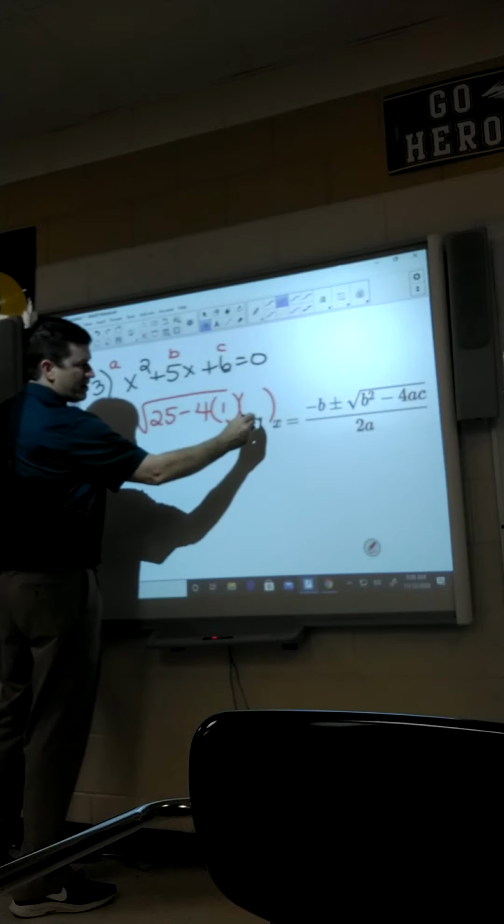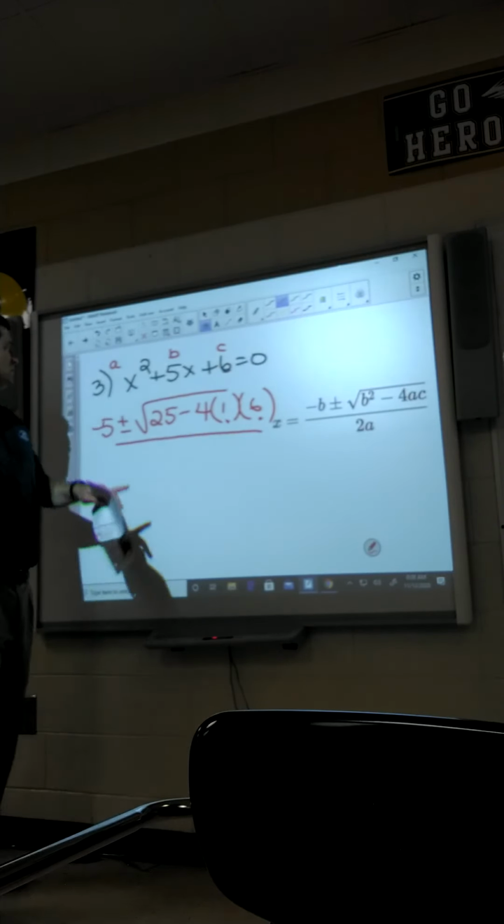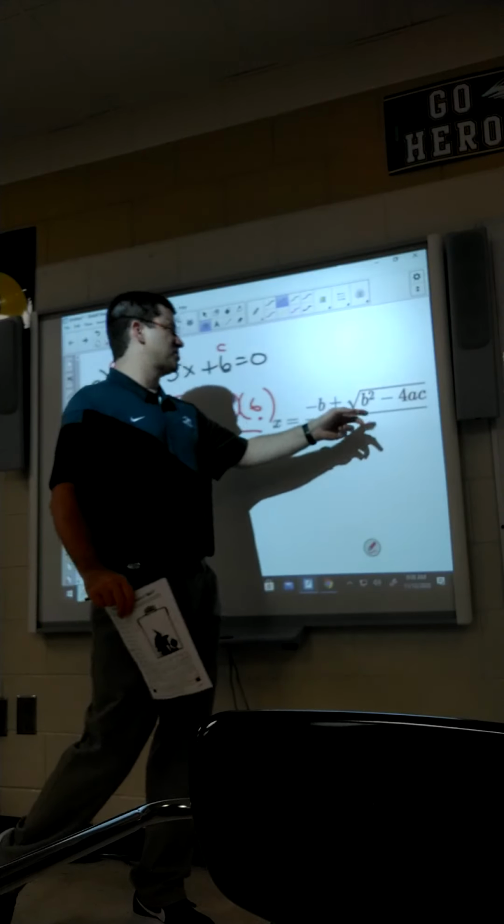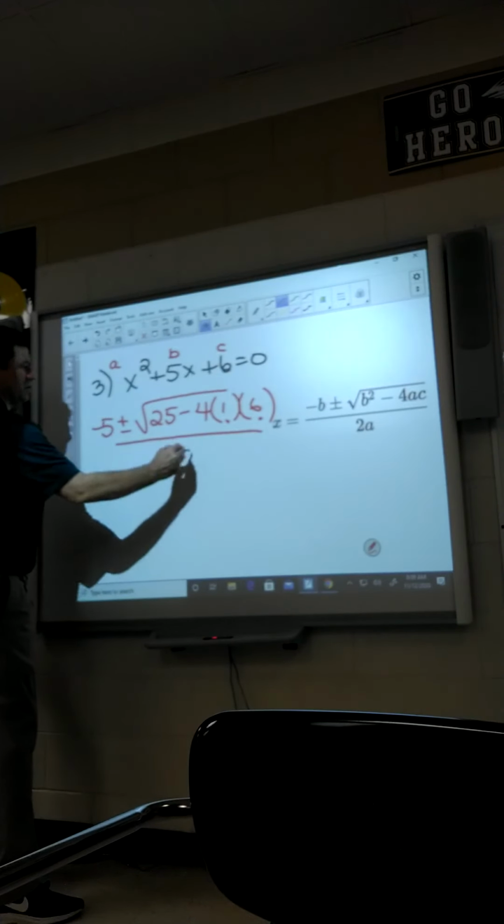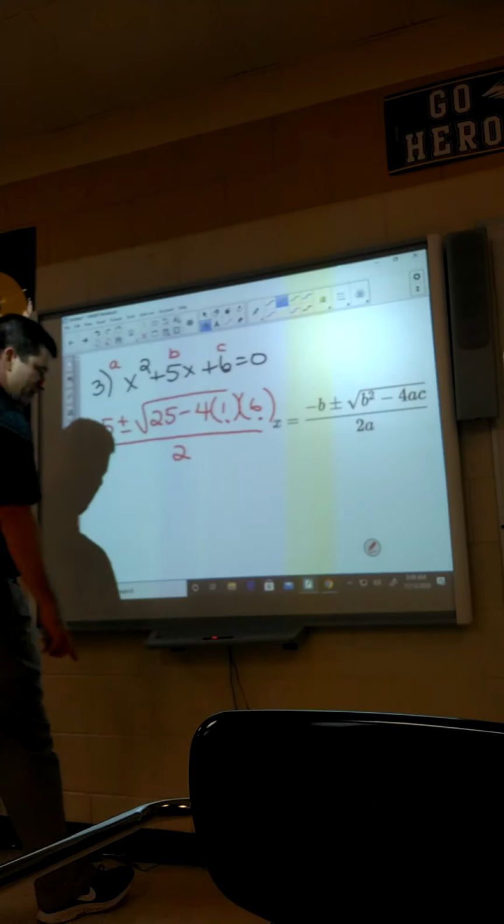What goes in this spot right here? 6. Good. What goes on the bottom? 2. Put a 1 right here. 2 times 1 is 2. All right, gotcha. So I've got to see that step written down on your paper. If you can write really small, you can write it on this sheet. What do we plug in the calculator after that?